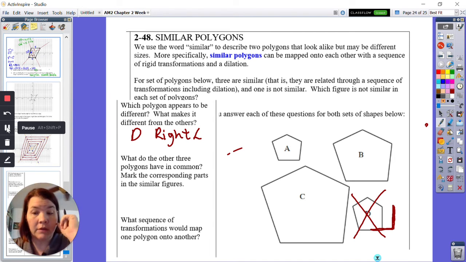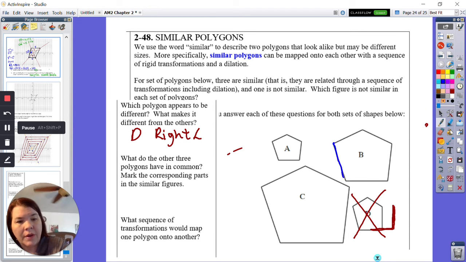But anyway, what do the other three polygons have in common? Mark the corresponding parts in the similar figures. So what I'm going to do is actually trace B and move it around. Okay, and so see how the angle is the same, and that angle is the same, and that angle is the same, that angle is the same, and that angle is the same. That's what they meant by use tracing paper to help you. So all the angles are the same, and it looks like the sides are about half.